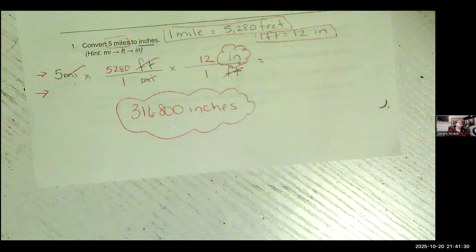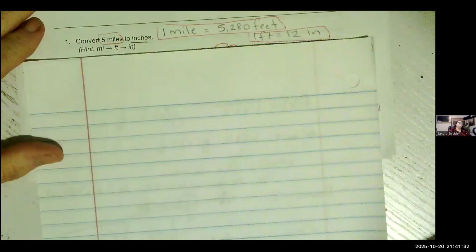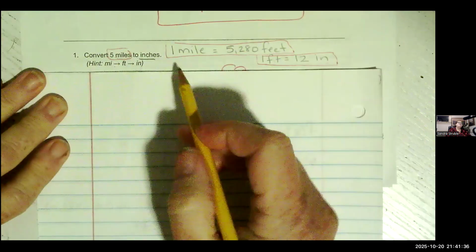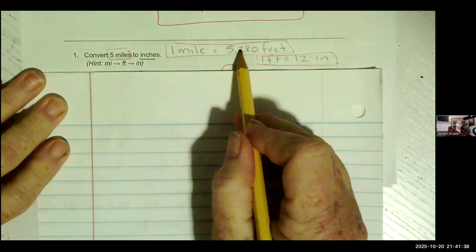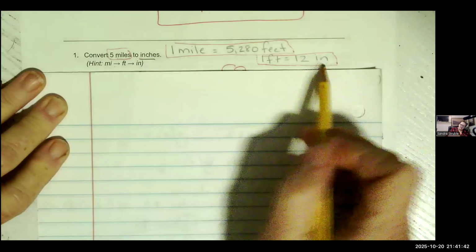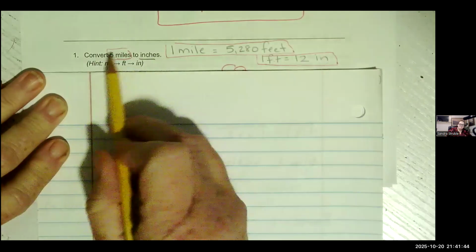All right. Now let's go down here to this next one. Now I gave you the conversions in class for this. It says convert 5 miles to inches, and I provided you that 1 mile is 5,280 feet, and 1 foot is 12 inches. And I gave you a hint. We're going to start with what we're given, 5 miles. Always start with what you're given.